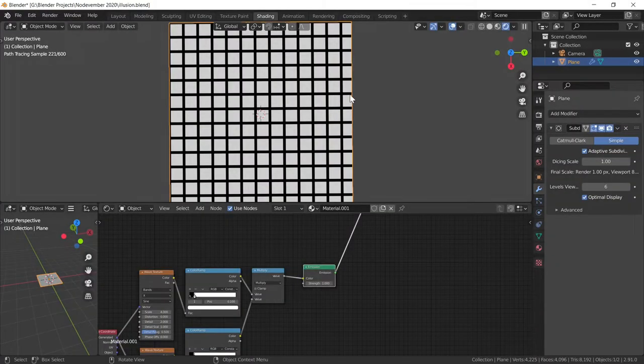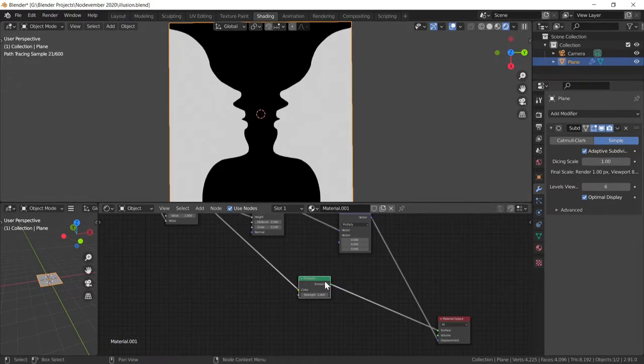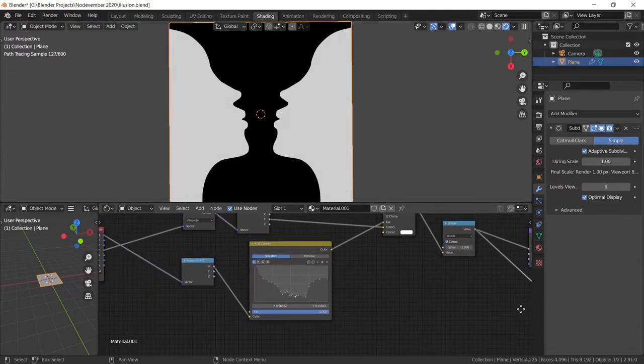For day 30, I recreated a couple of illusions. There's this one, I'm sure you understand. And then this one I actually modeled inside of an RGB curve. And then I mirrored it across.